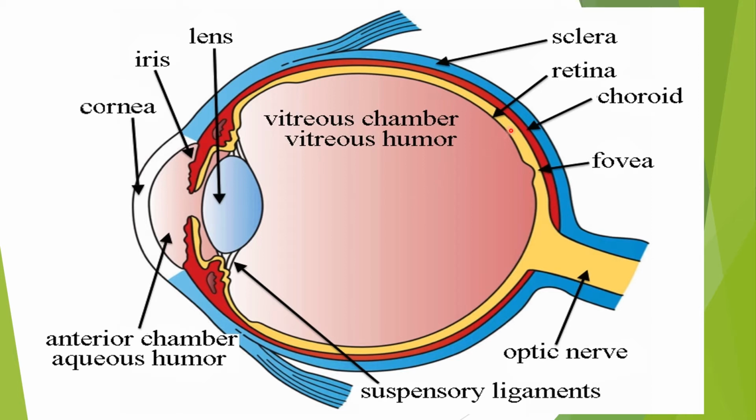The innermost layer, which is the nervous layer of the eyeball, is the retina. Why is it referred to as the nervous layer? Because it is made up of photosensitive neurons, the rods and the cones. The rods are sensitive to dim light, whereas the cones are sensitive to bright light.